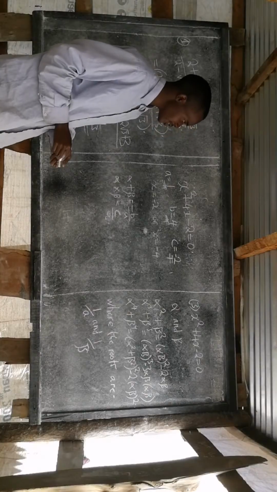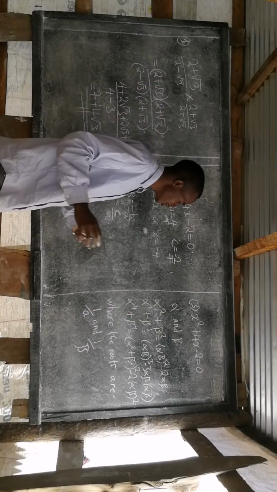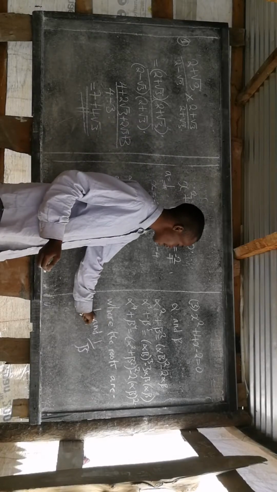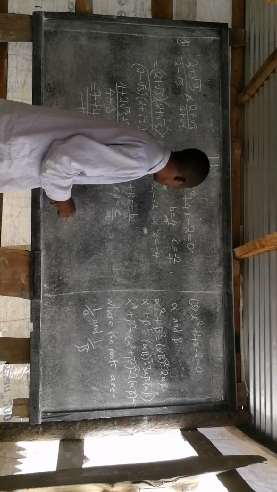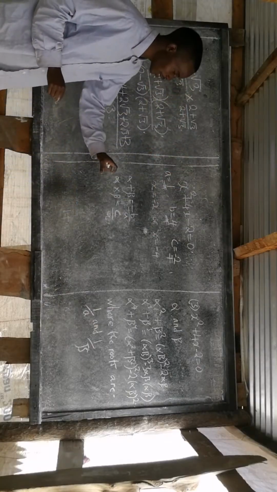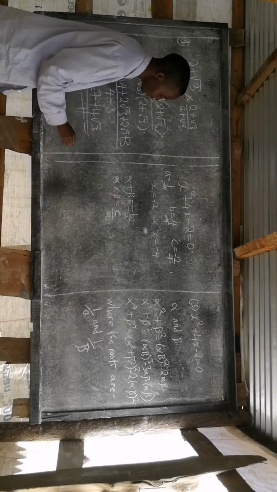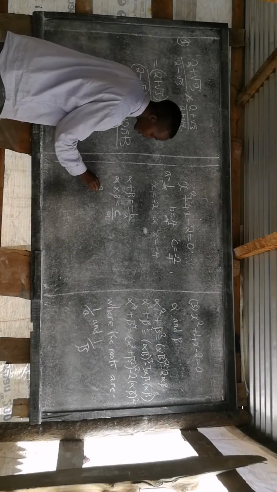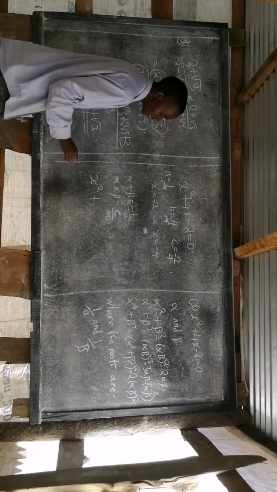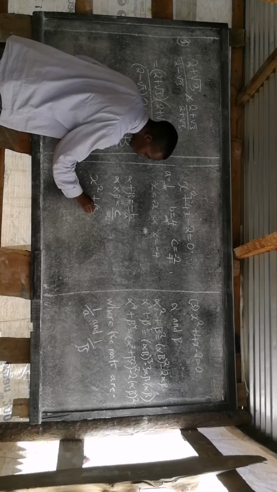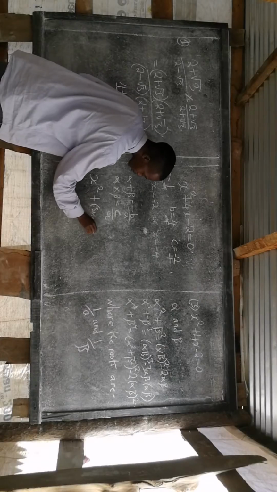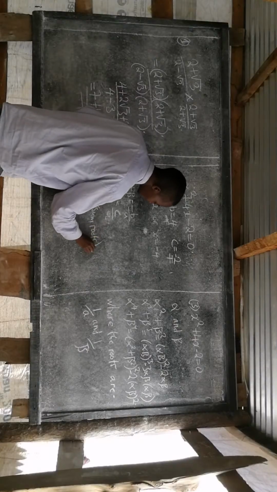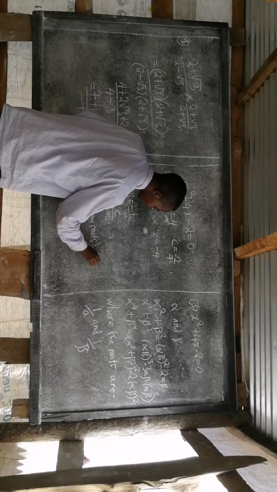Now, the question states, find the new equation where the two roots are 1 over alpha and 1 over beta. So the formula we use to calculate this is x squared plus the sum, so the sum of roots, then minus the product.